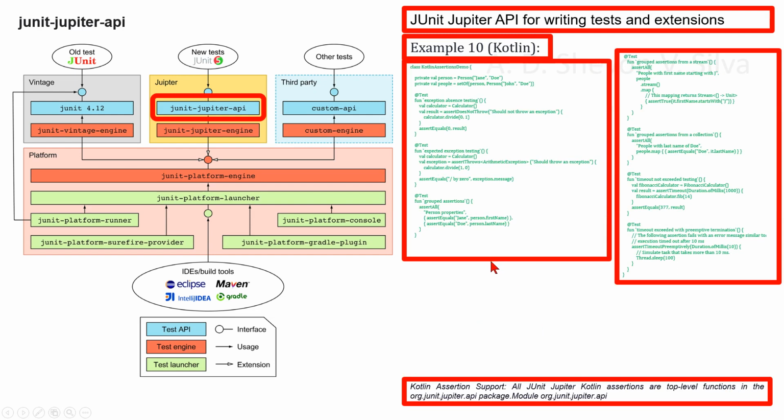Here you can see the Kotlin assertion support. All JUnit Jupiter Kotlin assertions are top-level functions in the org.junit.jupiter.api package. JUnit Jupiter also comes with a few assertion methods that lend themselves well to being used in Kotlin. All JUnit Jupiter Kotlin assertions are top-level functions in the org.junit.jupiter.api package.